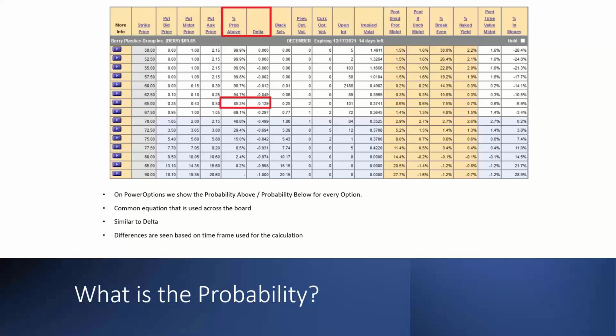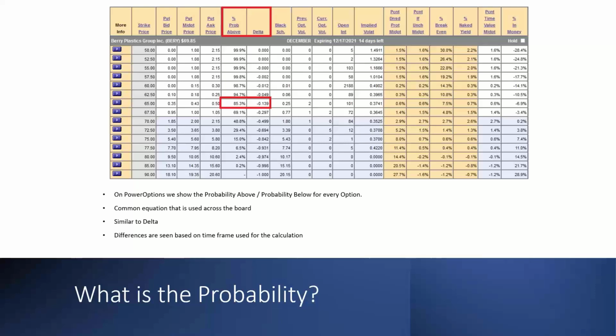Right at the money at the 70 strike, I'm sorry, this is MU, my apologies. This is MU at 69.85. The at the money strike has about a 50% probability. 48.8% of the stock would be trading above 70 on December 17th. Of course, the delta is pretty much at 0.5. It's at 0.499. So you see here they're very similar.